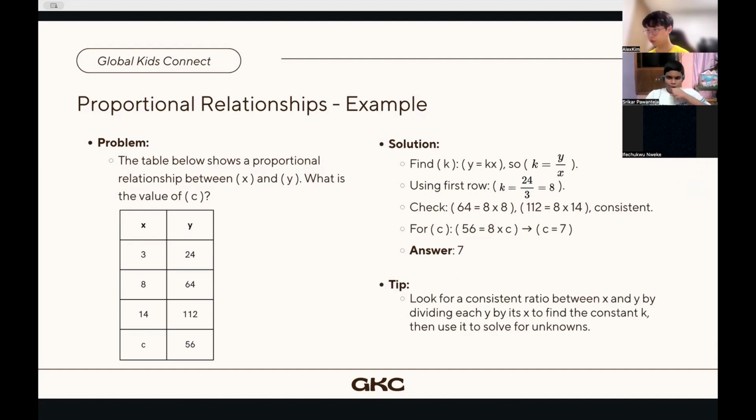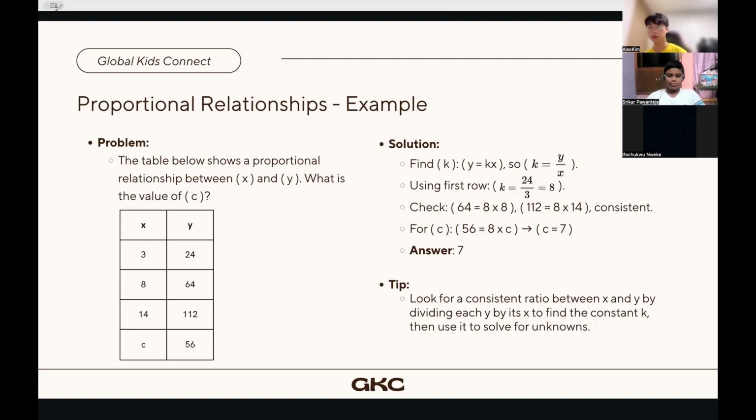So as always, the solution is the same. And then the tip is to look for a consistent ratio between x and y by dividing each y by its x to find a constant k. Then use it to solve for unknowns. Okay. So my method was also valid, but then there's another method, the last one. Let's just take a quick look at it.